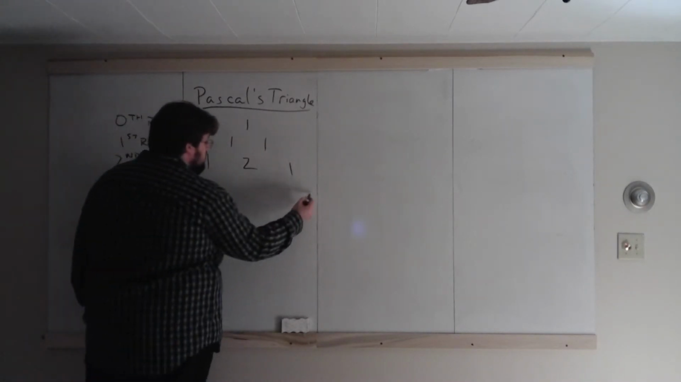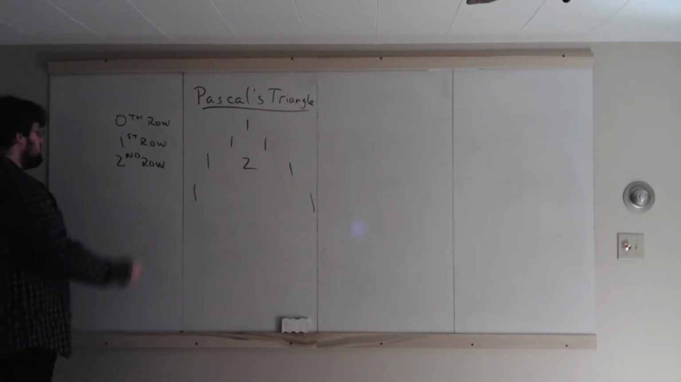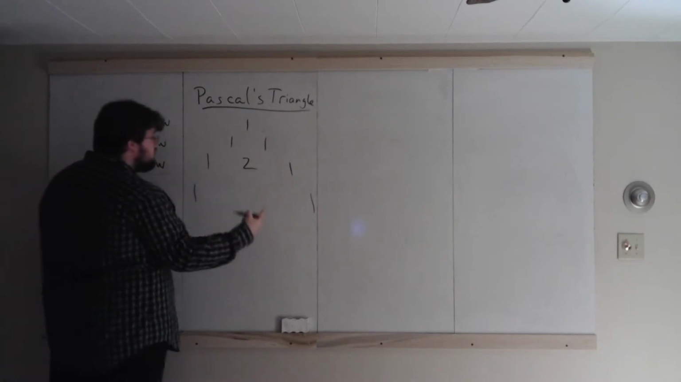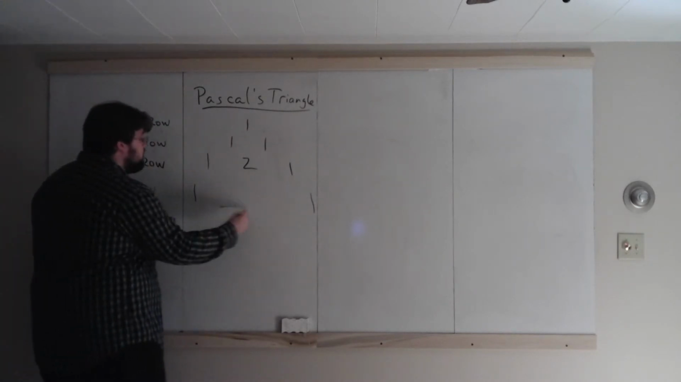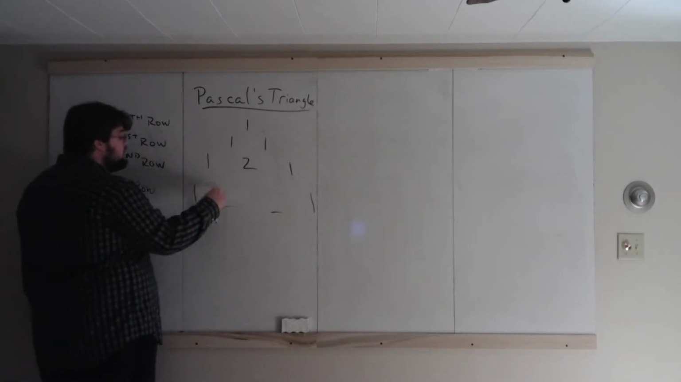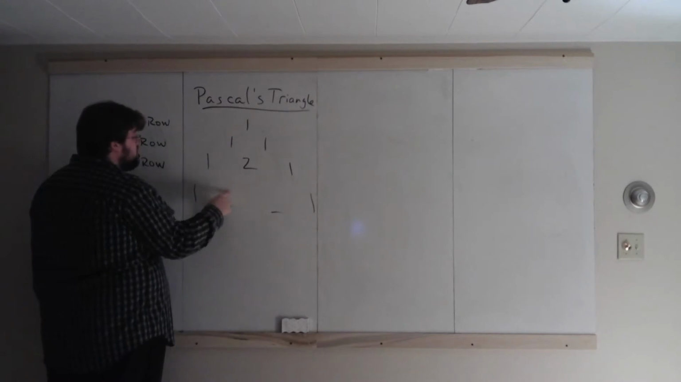the third row, well, again, we're going to start with a 1 on both sides. But in this row, we're going to need two more numbers. They go here and here. And to fill them in, you look at the two numbers immediately above this position, above and to the right, to the left of this position.